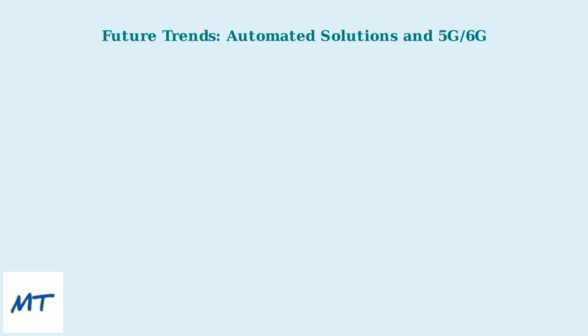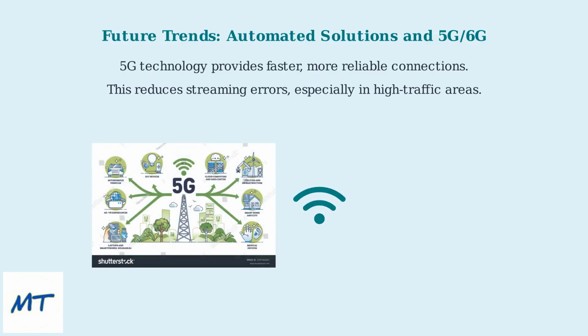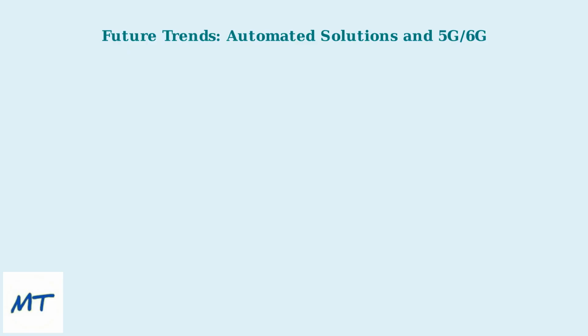Expect to see more self-healing streaming services that use monitoring platforms to detect issues and automatically apply fixes, eliminating the need for manual troubleshooting like reboots. Advancements in 5G technology aim to provide more reliable connections with lower latency and higher speeds. This will significantly reduce the occurrence of streaming errors, benefiting users in urban and suburban areas with robust coverage.